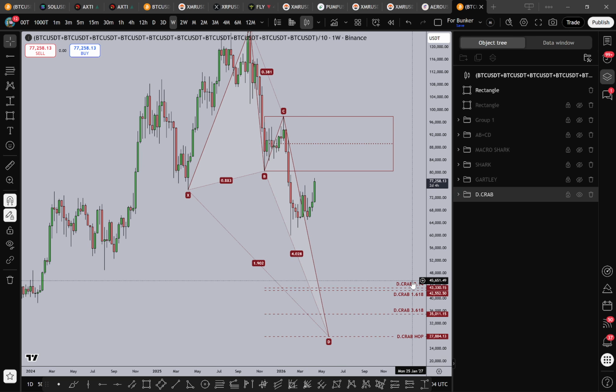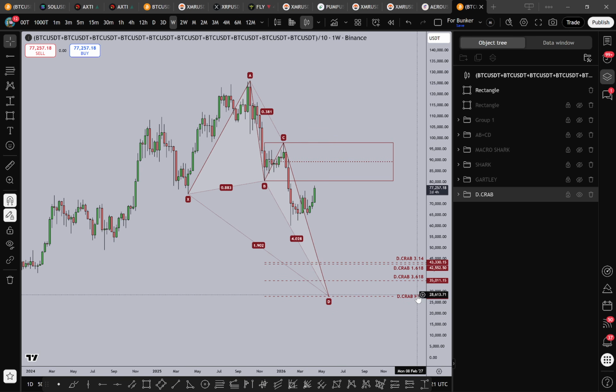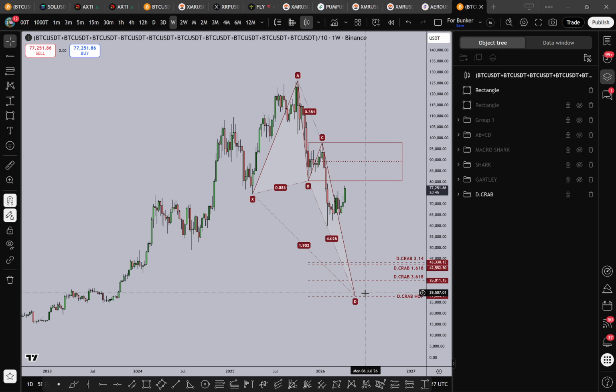Why is this number important? It's pi, right? It's a universal number. And then we've got the 3.618 extension at 35,011. And then for you guys who are not aware, the 1.902, that is the hop level of the deep crab, right? If things get really, really hairy, that'd be 27K. But again, that is like, I don't know, maybe America is dropping nukes in Japan again kind of scenario, right? Because unless that happens, I don't see why we'll just drop to 27K straight away. We're going to get fluctuations. It's not going to be like a death drop to 27K, right? So there's the deep crab.